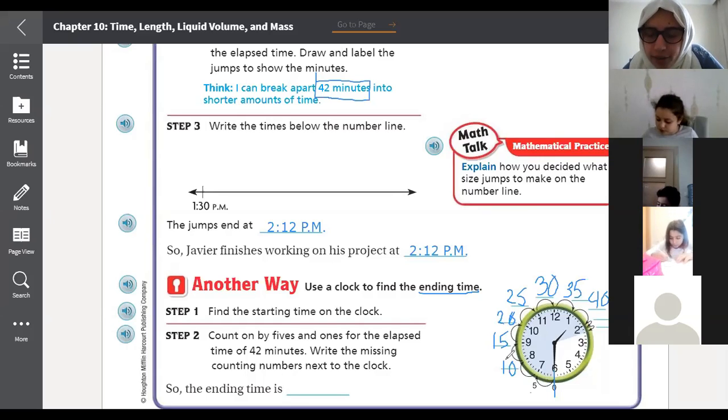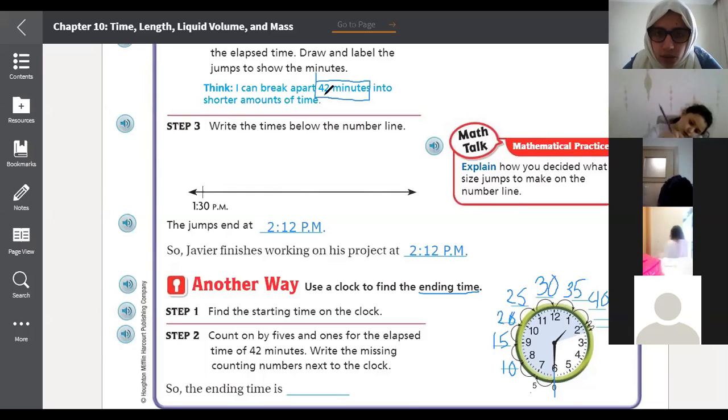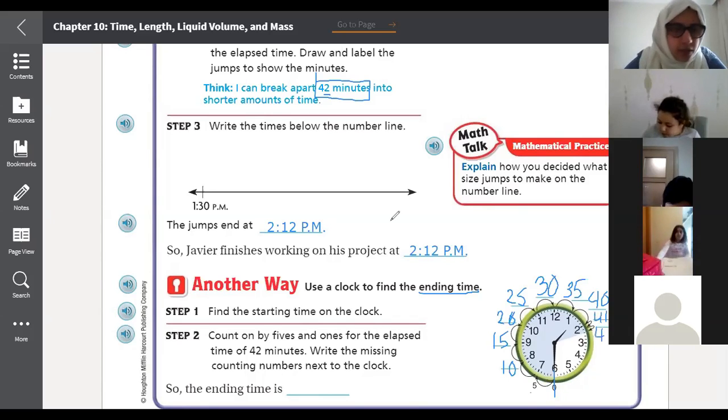After 40, I need to count by what? Do I need to count by ones or by fives or by tens? Tens. Look at the ones place. Now I already counted the 40 by tens. So now I need to count by ones because I have 2 in the ones place, right? Oh, yes. So 40 plus 1 is going to be? 41. And then another one? 42. Thank you, Yazan.